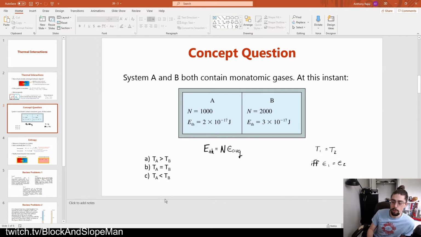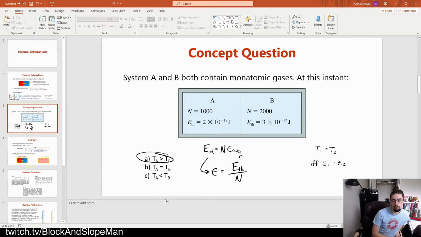And now you see where I might be going with this, because we can rewrite this to say that average kinetic energy is equal to the total thermal energy divided by the number of particles. And if we do it like that, A should be our answer. The average energy per particle in box A is greater than in B.